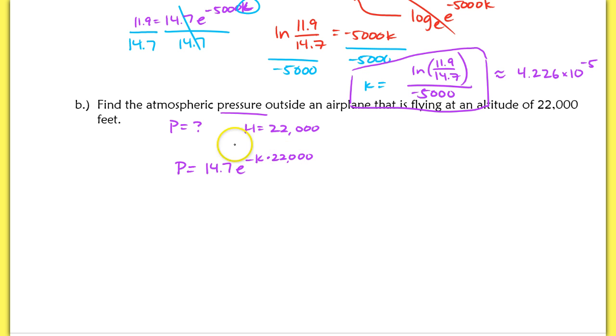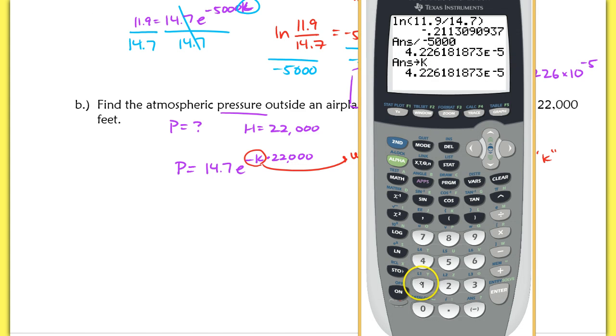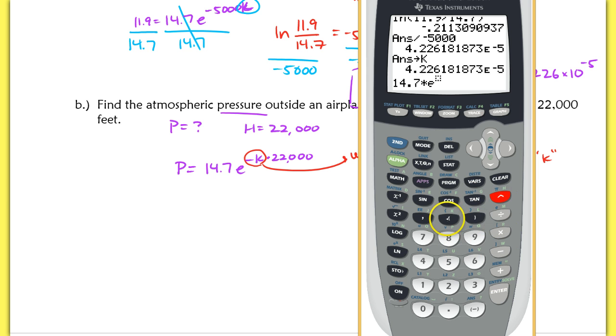Okay, now we know the K value, right? We already know this number here. And this was stored as K in our calculator, okay? So let's show you how to put this right into your calculator. Okay, so we have 14.7. Remember, E is not a variable. We already know this number too, so this is something we can type right into our calculator. So we're going to multiply this by E, which is right above the divide key here. So times E, and then we're going to raise this, and we're going to put this in parentheses.